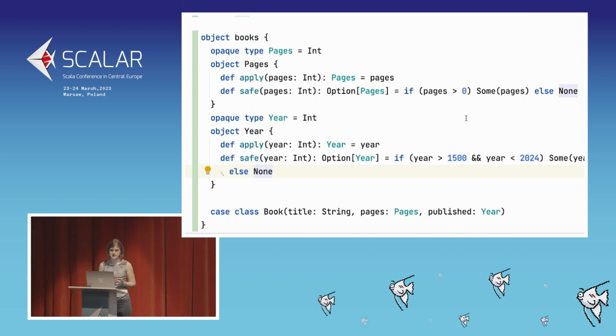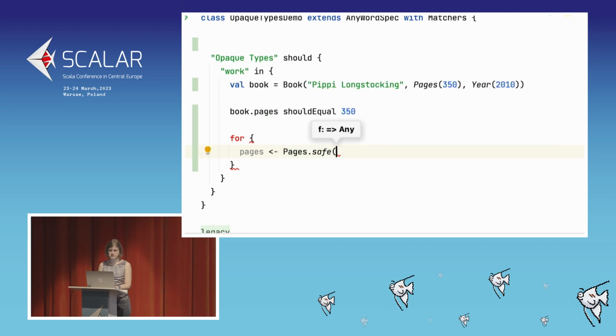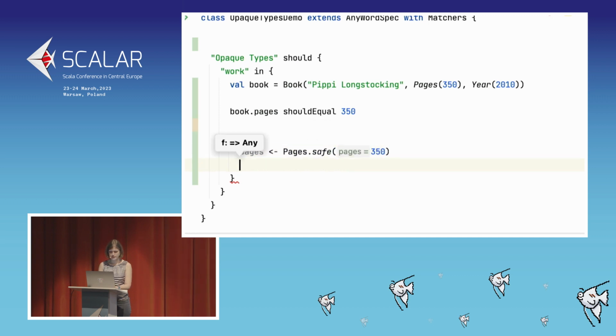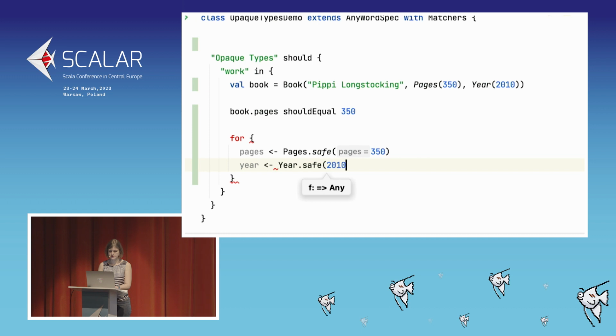And how do we use such methods? Well, if we have some options, then maybe let's make a for comprehension out of that. So let's create the pages safe of, do we want the safe thing or the confused thing? Let's do a correct thing for now. And then year will be year safe of 2010. And then let's return something from that comprehension. So if we have succeeded in creating pages and year, then we can have the book here.